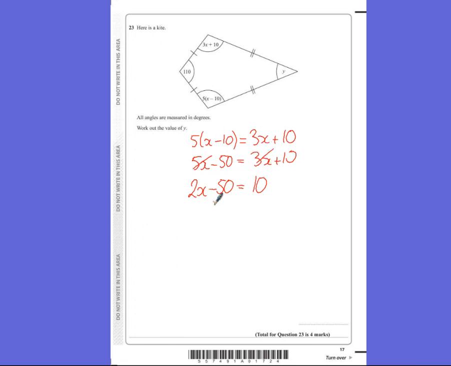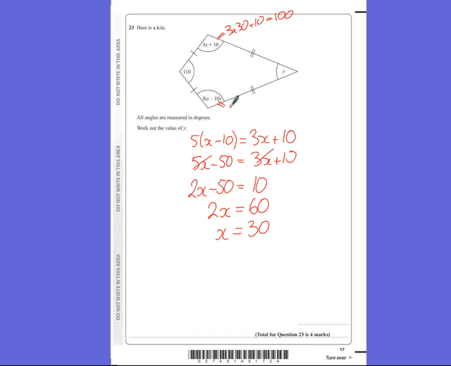We can now get rid of this minus 50 by adding 50. Well, I've got to add 50 to both sides to make it fair. So 2x would be equal to 60. So 1x, by dividing by 2, would be 30. So x is 30. Now, really important, don't just think that this angle is 30. It's x that's 30. So we need to do 3 lots of 30, add 10. 3 lots of 30 is 90, add 10 is 100.